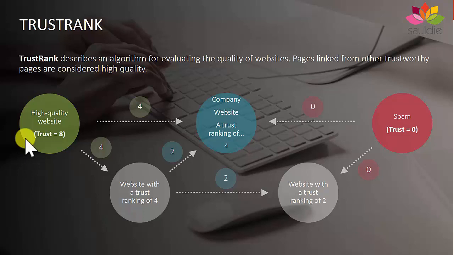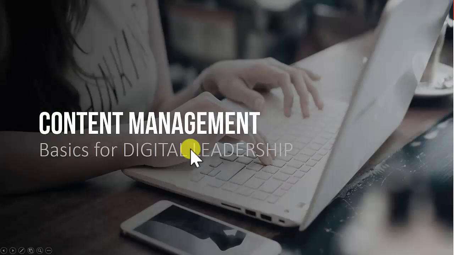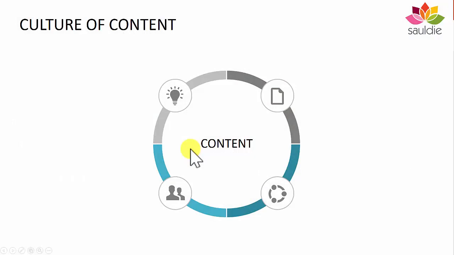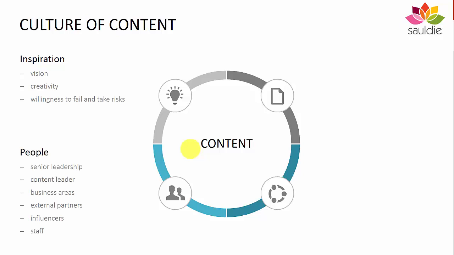So what we need, and that's the important thing, is links from websites that have a high trust rank. Then content management. We have to understand how to develop a culture for content. Culture for content means that we should have an inspiration, a vision, a willingness to fail and take risks. We should have the people on board, from senior leadership to everyone in the company, content leaders.